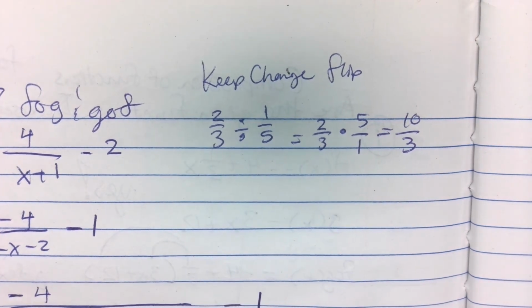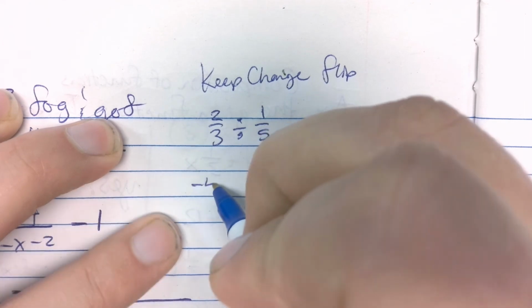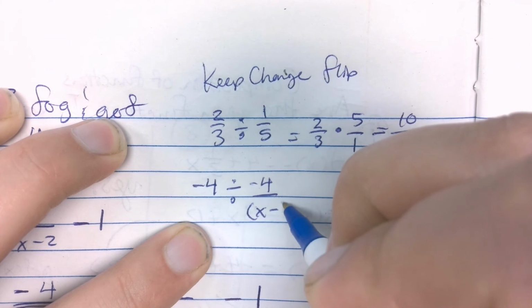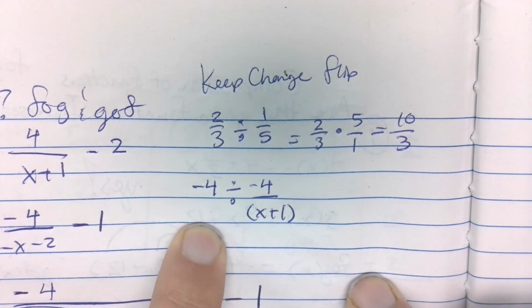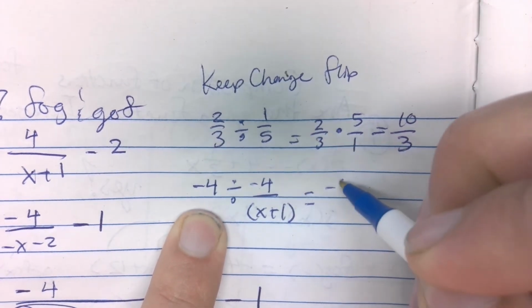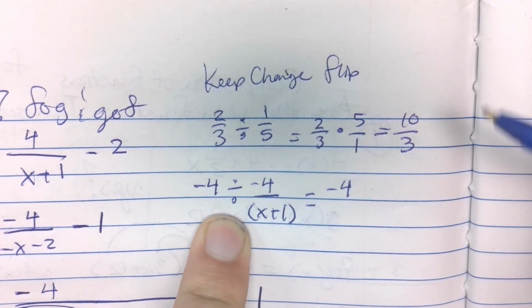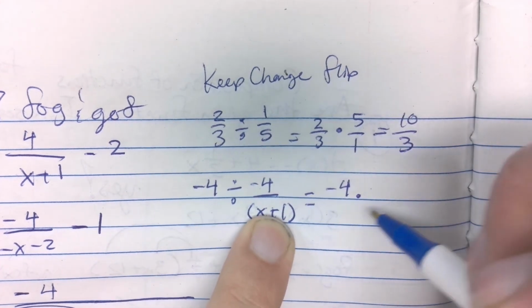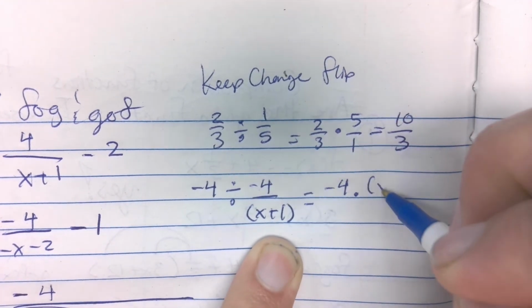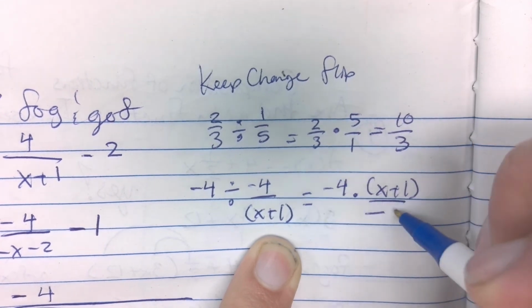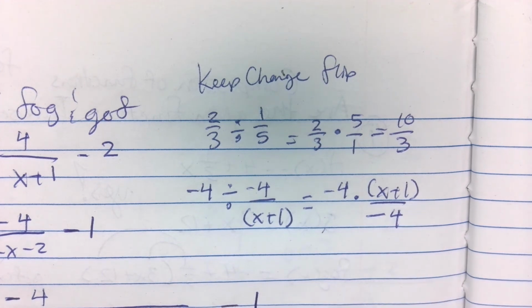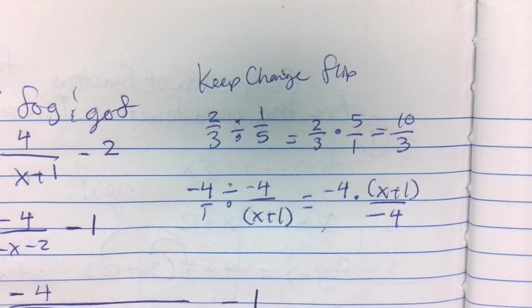Because what we have right now is negative 4 divided by negative 4 over x plus 1. So we're going to keep the first one. I'm going to change division to what? Multiply. And we're going to flip the fraction over. Keep, change, flip. You guys with me? You can think of this as over 1 if you need to.